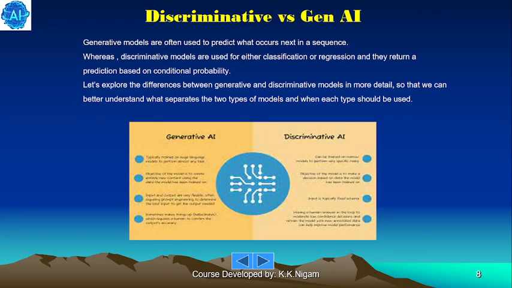Generative models are often used to predict what occurs next in a sequence, whereas discriminative models are used for either classification or regression, and they return a prediction based on the conditional probability. Let's explore the differences between generative and discriminative models in more detail so that we can better understand what separates the two types of models and when each type should be used.